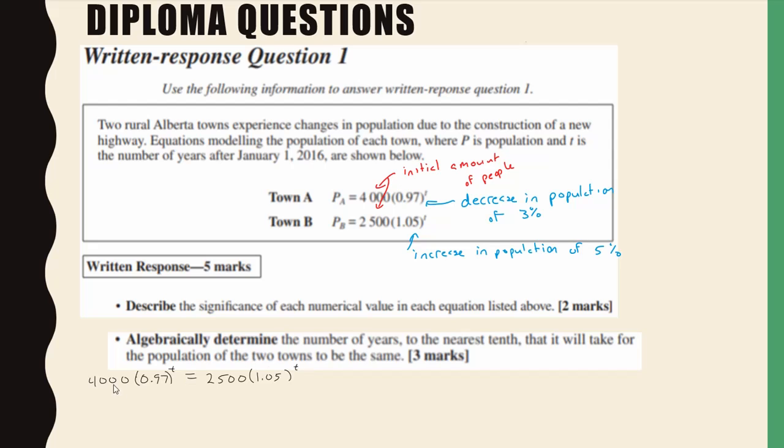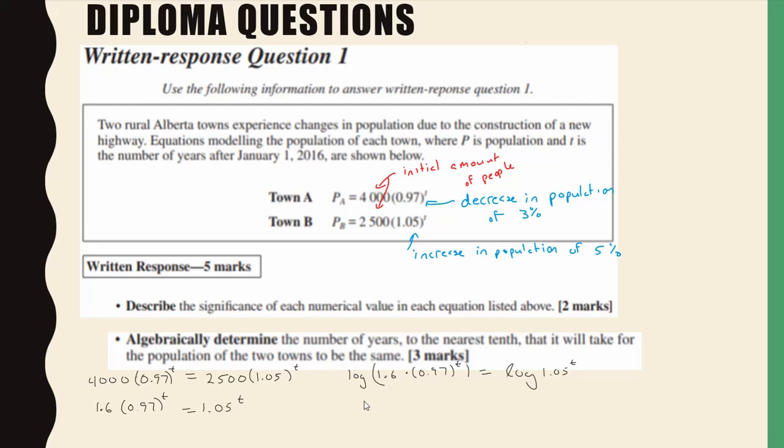Before I take the logarithm of each side to figure out what t is, I think we can get rid of either 4,000 or 2,500 just to make it a little bit simpler. So I'm going to divide both sides by 2,500, and I'll get 1.6 times 0.97 to the power of t is equal to 1.05 to the power of t. Next, I'm going to take the log of each side. So then I'll end up with log of 1.6 times 0.97 to the power of t, which is going to be equal to log 1.05 to the power of t.